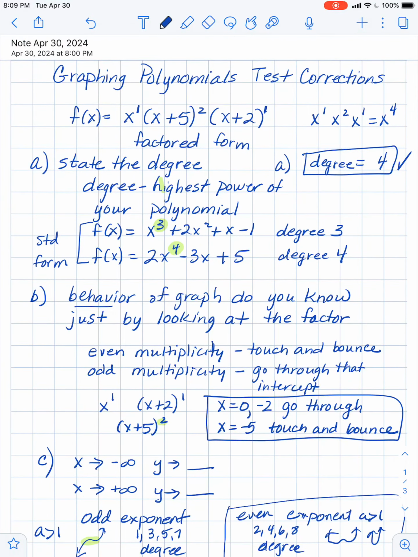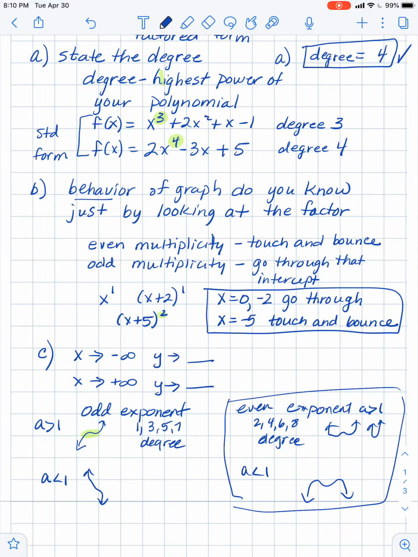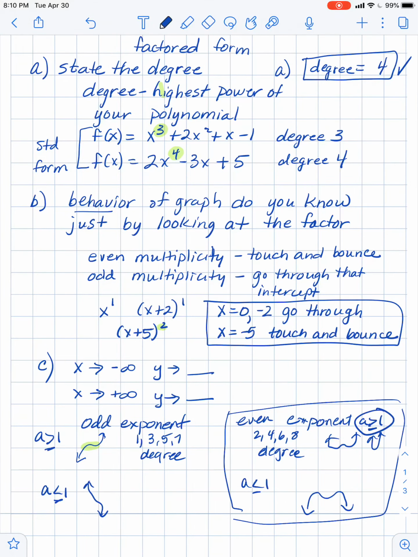Again, I'm going to come back up here. What I'm talking about is the number out in front. Well, you don't see 1, but it is an understood 1. Therefore, 1 is greater than, I should say greater than or equal to 1. Sorry, that's my bad. So it is a 1. Therefore, it's going to look like this. It's going to keep going up, up, up in both cases. So positive infinity, positive infinity.